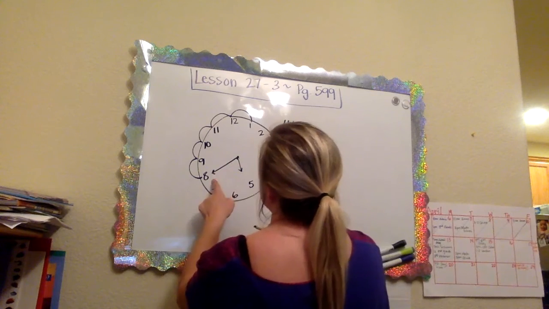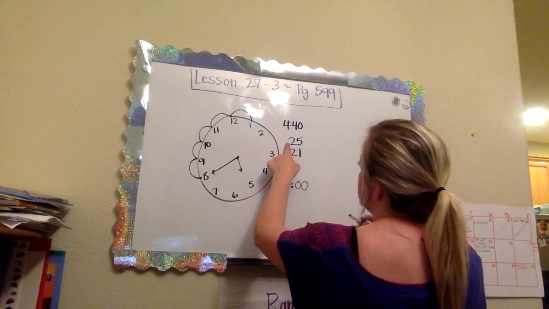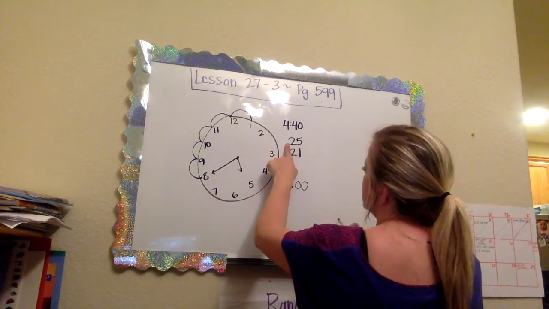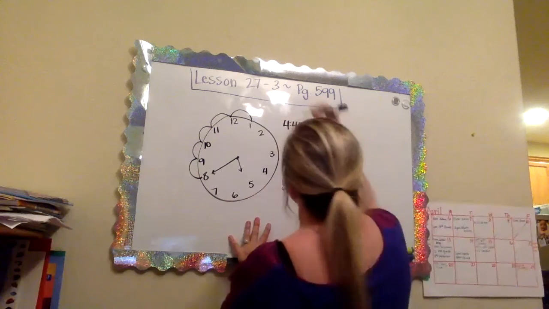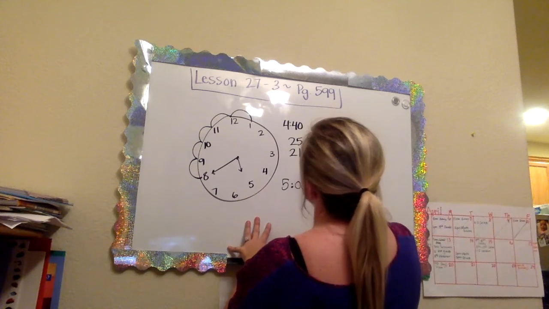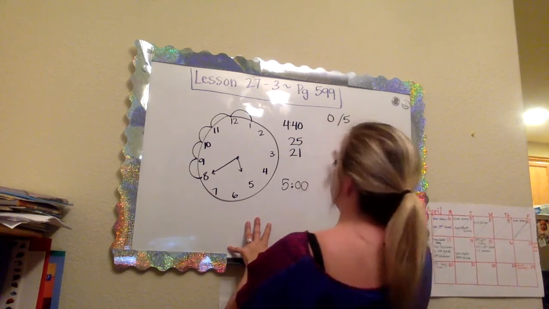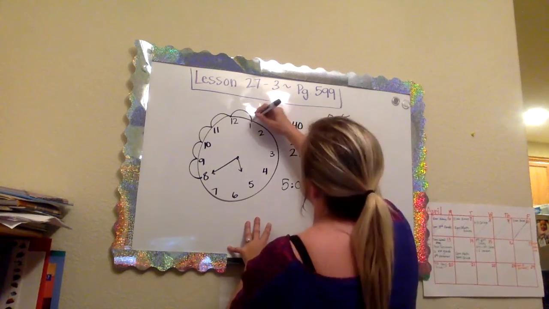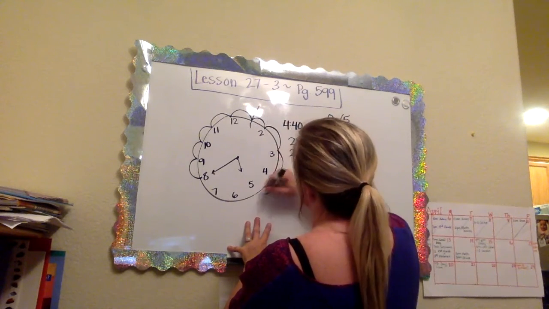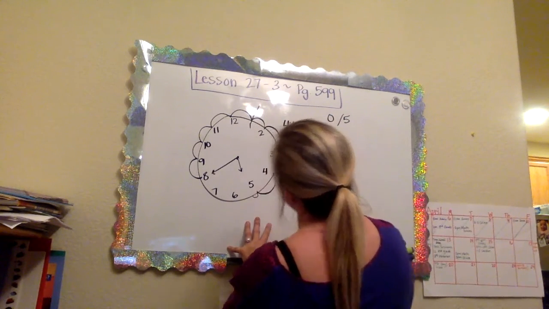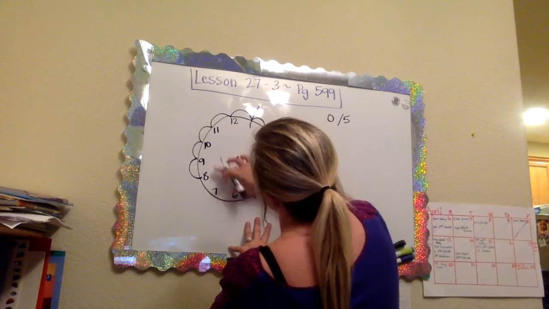Now I'm going to move my minute hand. I just moved it 25 minutes. Now I'm going to move it 21 minutes. So I'm going to count by 5s and then by 1s. If you're counting by 5s, it's going to end in 0 or 5. If it doesn't end in 0 or 5, you know you're going to have to count by 1s. So here's where I ended. I'm going to count 21. 5, 10, 15, 20, 21. And this is where your new minute hand is going to go.